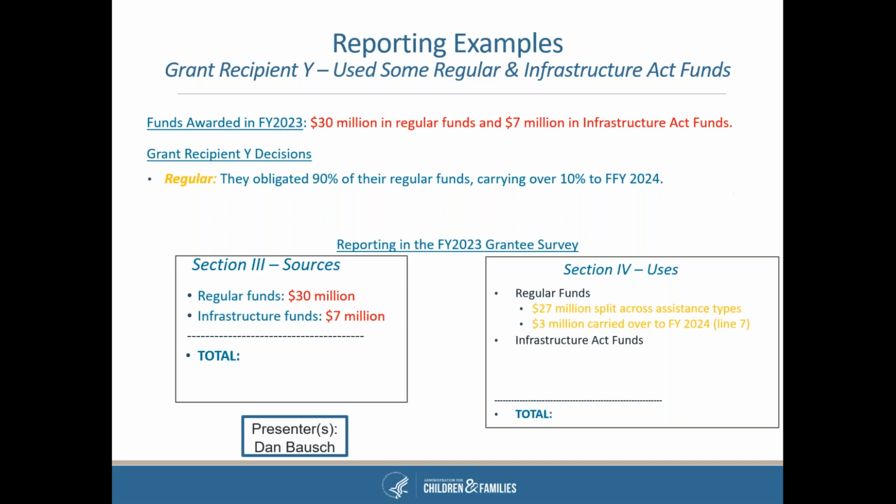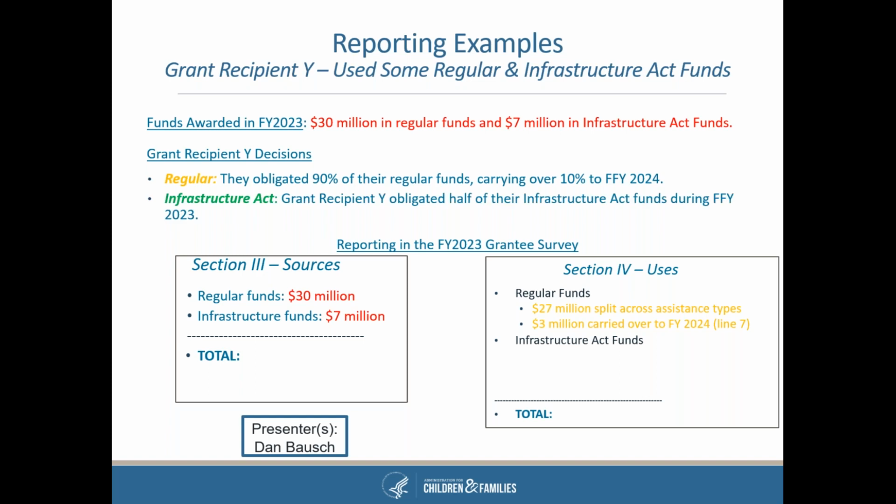So in the report in Section 4, they would report on how they obligated that 90% of funds, how much went to heating, how much went to crisis, how much went to administration for the purposes of obligation. So that would be $27 million they're reporting across different categories. And then the 10%, which is 3 million, they would report on the carryover line. So 27 to different assistance categories, 3 million on the carryover line for their regular funds.